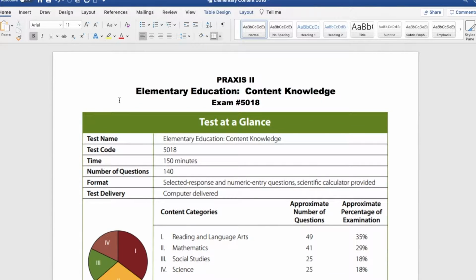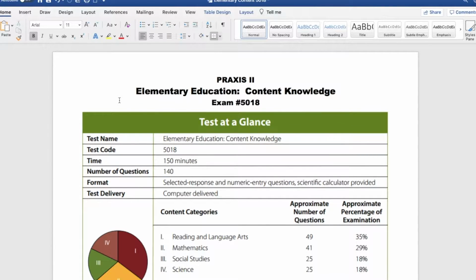The next thing I'm going to talk to you about is a document that was provided to me by my professors at my college. This is probably a document that you can just Google search for. However, this one was provided to me by my college, so that's what I'm going to use to study for the Praxis. This is the test at a glance.